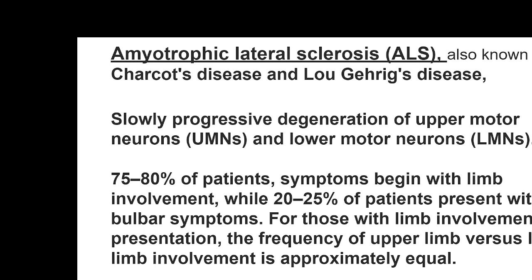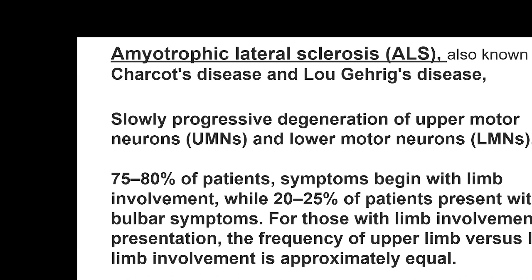to 80% of the patients, symptoms begin with limb involvement, where the patients will have the typical clinical symptoms of reduced strength and weakness in the limbs, upper and lower limbs. There again, the upper limb is more frequently involved than the lower limb in the majority of the conditions, but as per the data, it's almost equal. But what we see in clinical practice is that the upper limb is more frequently involved.